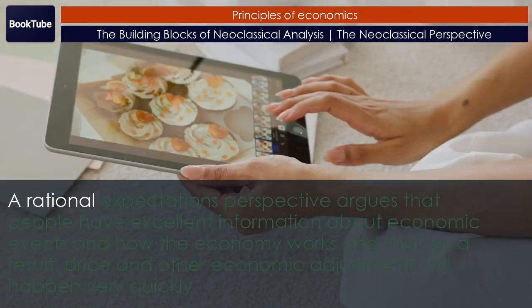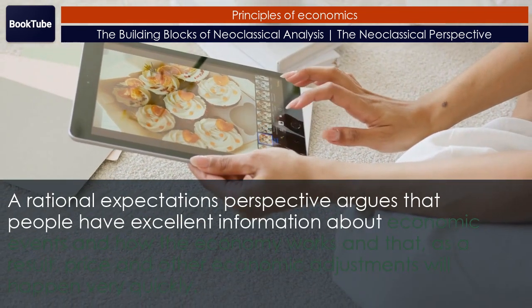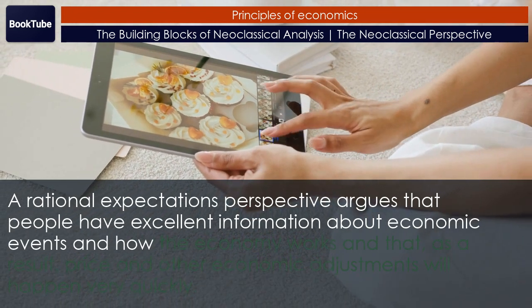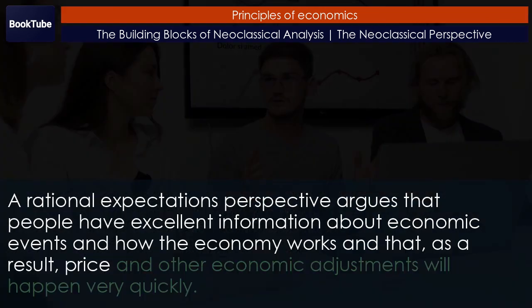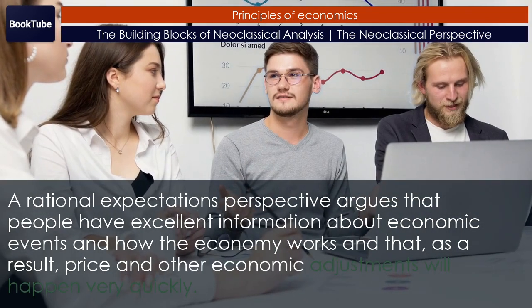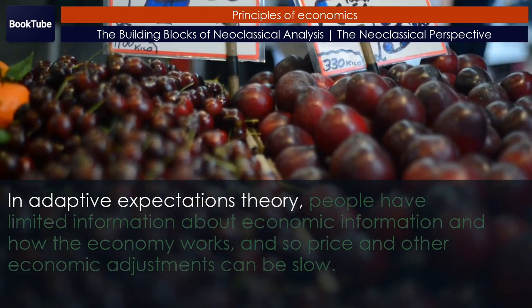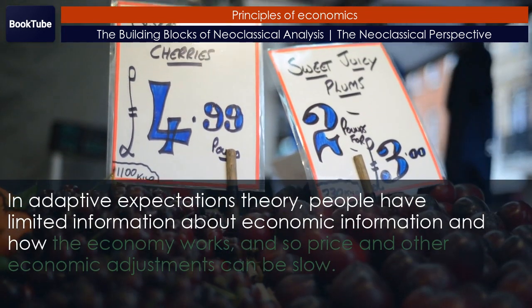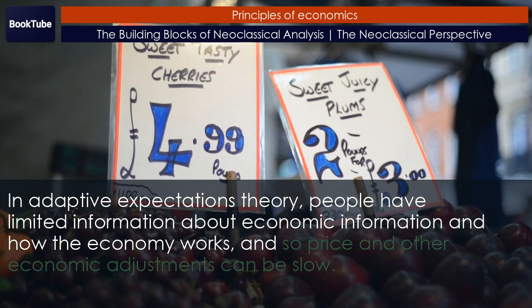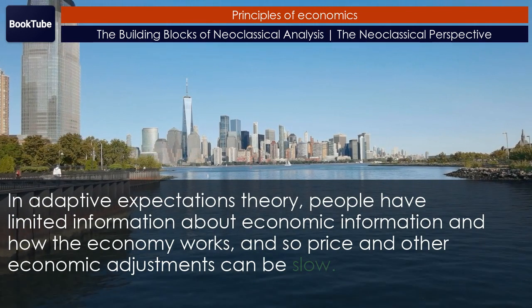A rational expectations perspective argues that people have excellent information about economic events and how the economy works, and that, as a result, price and other economic adjustments will happen very quickly. In adaptive expectations theory, people have limited information about economic information and how the economy works, and so price and other economic adjustments can be slow.